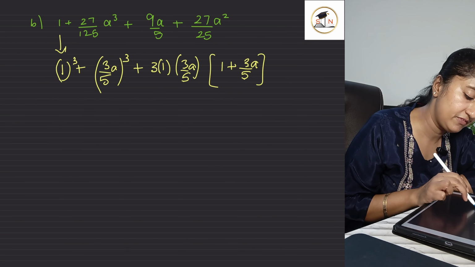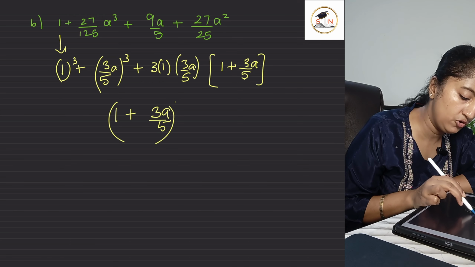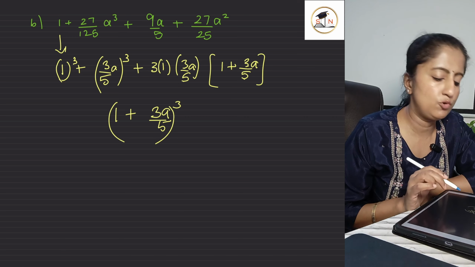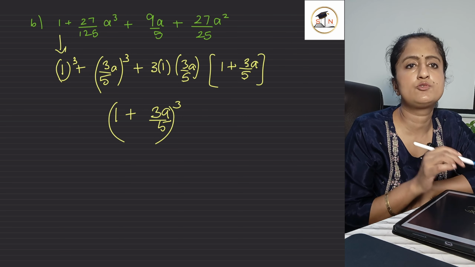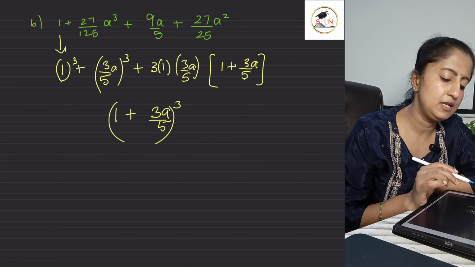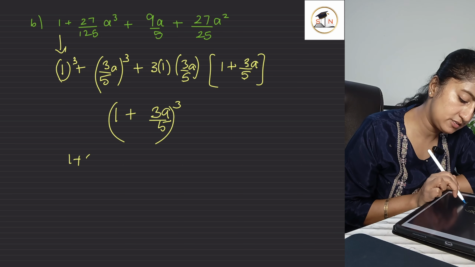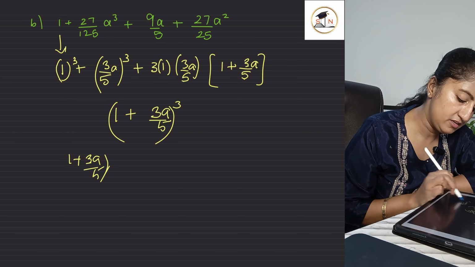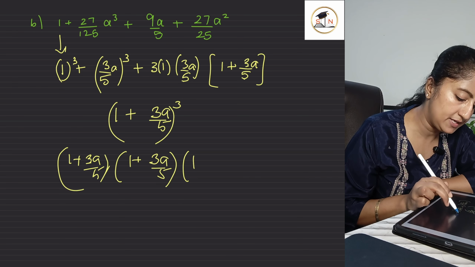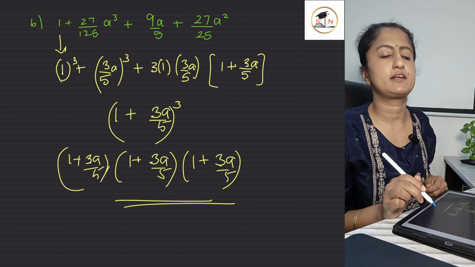So what do we have? 1 plus 3a by 5 whole cube. These questions do not ask for multiple steps. They don't need it. So do not drag these questions. They are 2 markers hardly. So just keep it short, keep it minimal. But yes, you need to be correct. And the final answer, 1 plus 3a by 5, 1 plus 3a by 5 and 1 plus 3a by 5. So we got our factors.